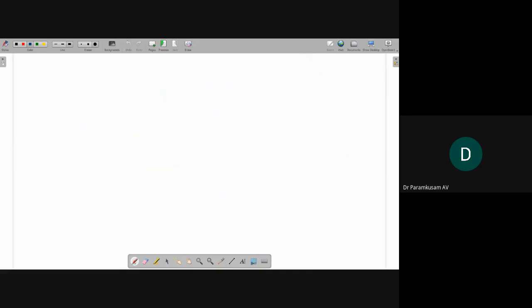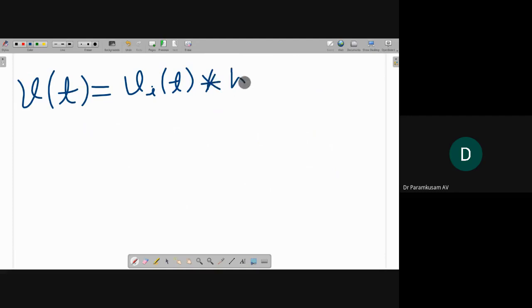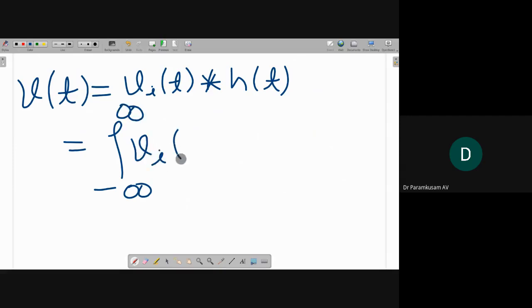Now you write the expression for V naught of t. V naught of t is equal to, what is the Vi of t star h of t? No? Vi of t star h of t. This is equal to the integration from minus infinity to plus infinity of Vi of tau h of t minus tau d tau.